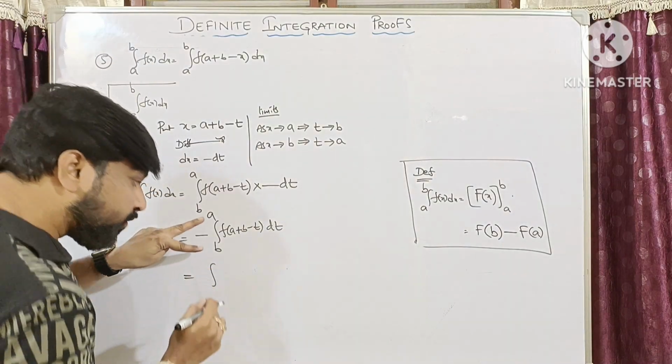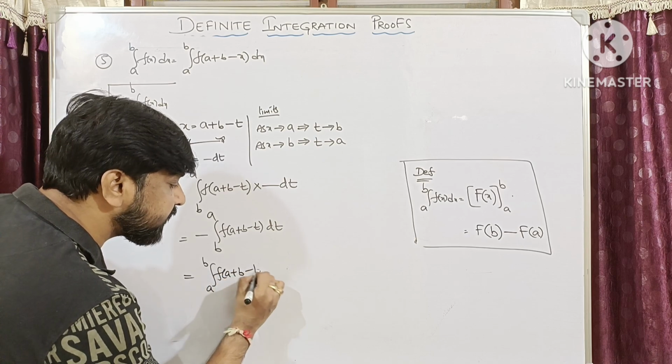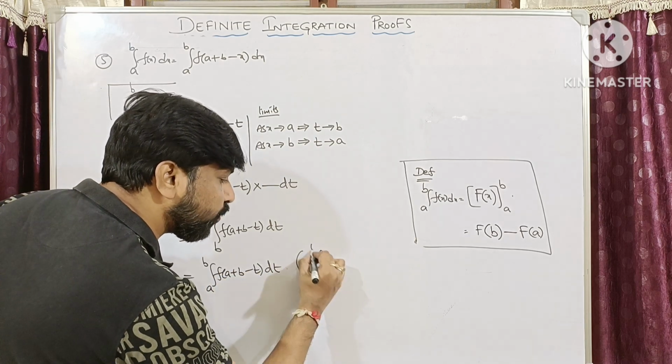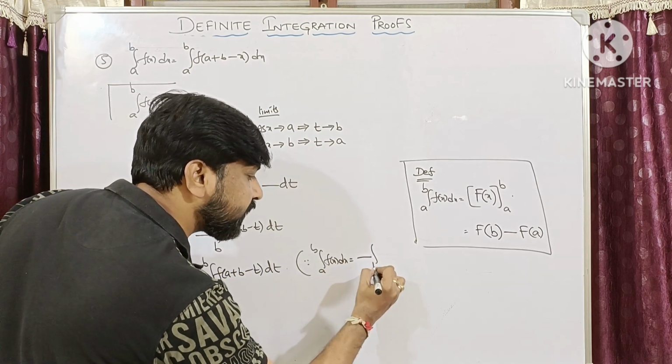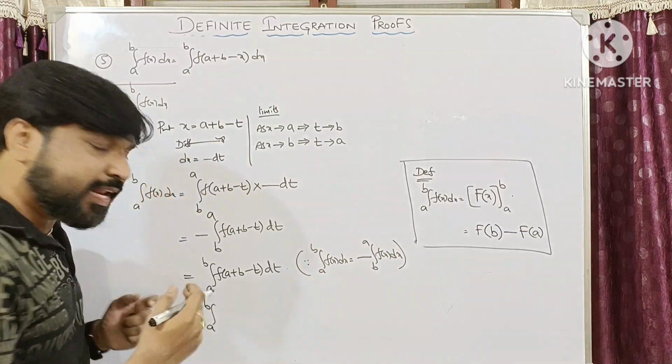If you want to remove that minus sign, you need to interchange the limits. Integral b to a becomes integral a to b f of a plus b minus t dt. So which property? Since integral a to b f of x dx is equal to minus integral b to a f of x dx. Let us move to the next.